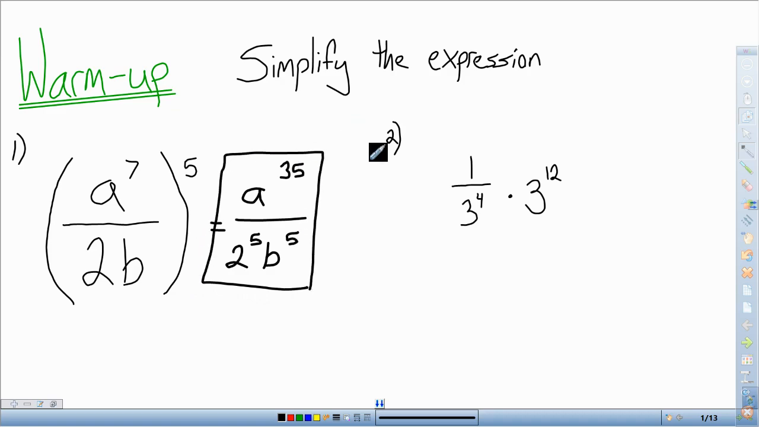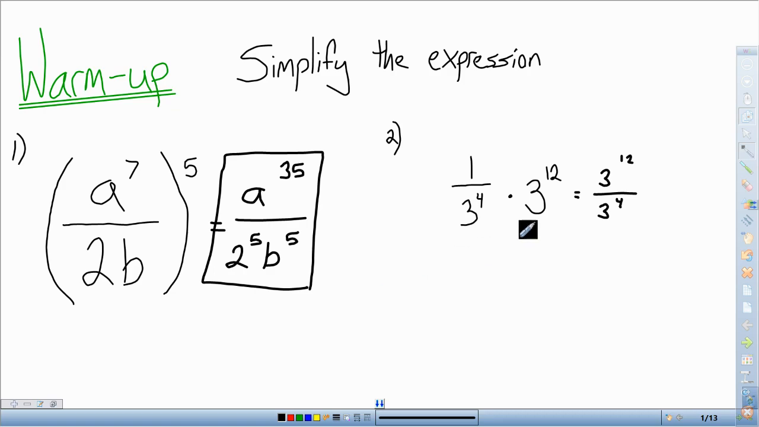Okay. On number 2 here, we have 1 over 3 to the power of 4 times 3 to the power of 12. First thing is we can multiply this 3 to the power of 12, which is technically in the numerator, by the numerator of this fraction, a 1. Basically, we're just kind of combining these together. So 3 to the power of 12 times 1 gives me 3 to the power of 12. Okay, down on the bottom, we have that 3 to the power of 4.